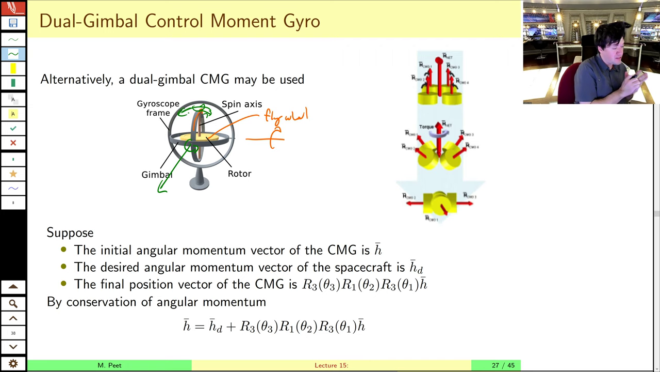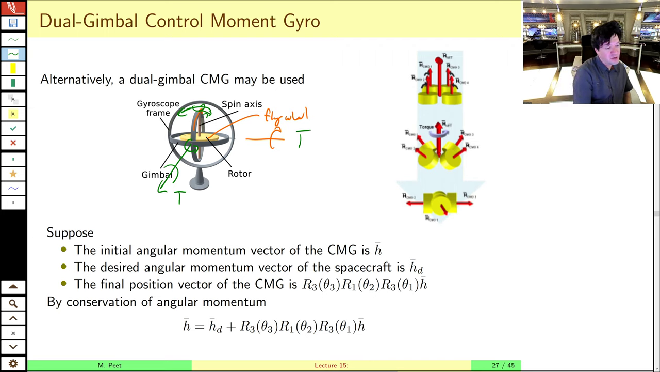Now in theory, you really only need torque about two axes in order to control a spacecraft, because you can use Euler angles, 3-1-3 rotations, to achieve any desired angular velocity vector or angular orientation.